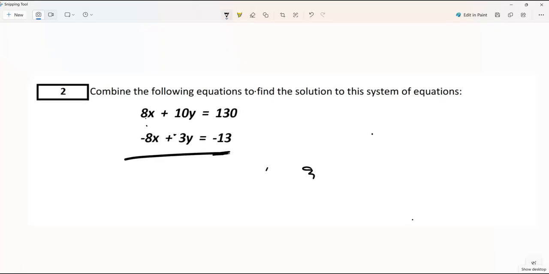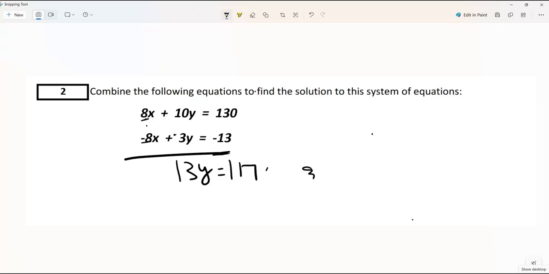When we have an equation like this, we can see that there's the same number of positive x's as there are negative x's. So we can see right away that when we combine the positive 8x and the minus 8x, they cancel out. But we still have 10y and 3y, so when we put those together, we get 13y is equal to, and then we also have to add the 130 and the negative 13, so that would be 117. So we get 13y is equal to 117.